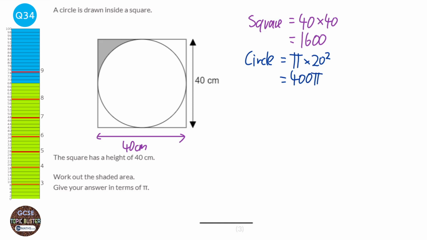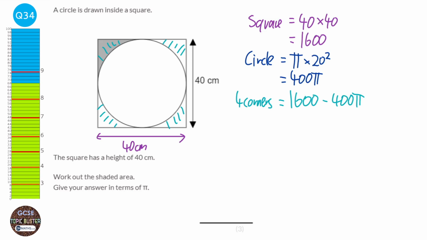Now next we're going to work out all of the corners, so that includes these 3 here, and this one. So I'll say, I don't know, 4 corners. Just try and explain to the person marking my exam what I'm doing. And to do that, we're just going to do the square, take away the circle. So 1600, take away 400 pi. Now we can't actually do anything more than that. That is our answer, so we just leave it at that.